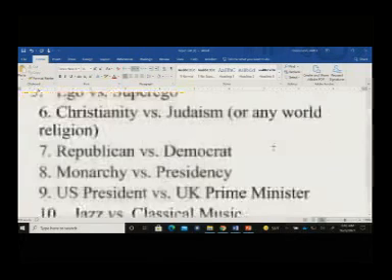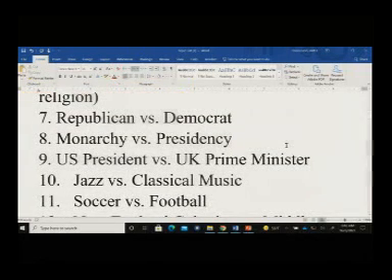The monarchy versus the presidency. Okay. And U.S. president versus UK prime minister. Because really the monarchy has nothing. They're just kind of figureheads, you know. So I don't know if that's a viable paper, but the president versus the prime minister would work.